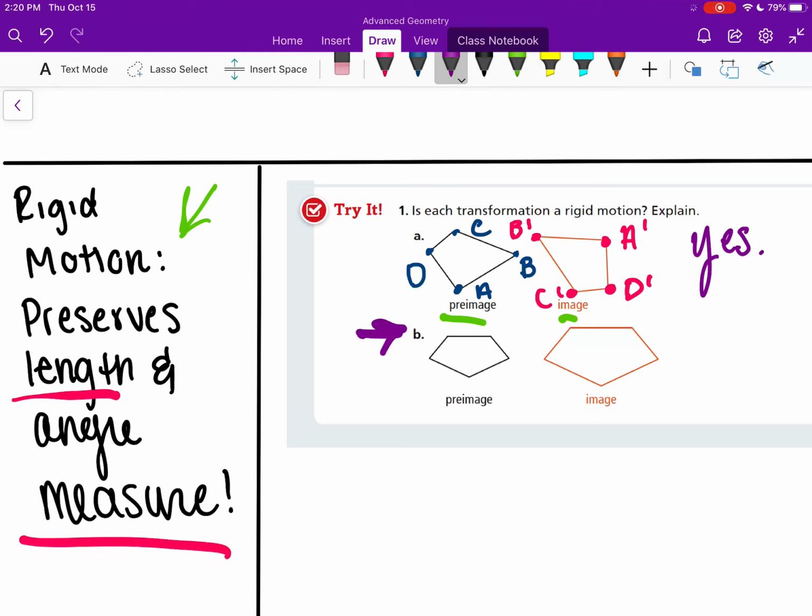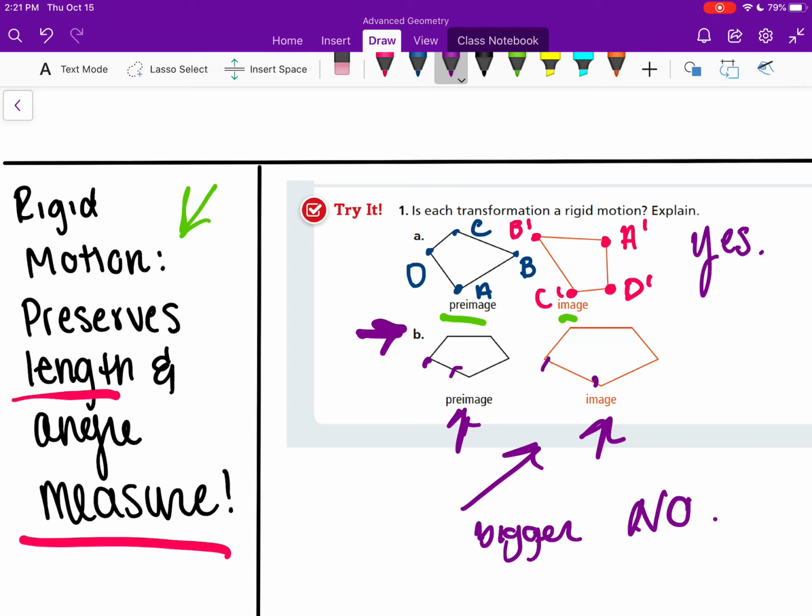Look at part B. What do you notice between the pre-image and the image? It gets bigger. So no, that's not a rigid motion because the length and the angle measure were not preserved. Those sides are going to be longer. The angles might be similar, but the length of the sides are going to be longer. So it's not a rigid motion.